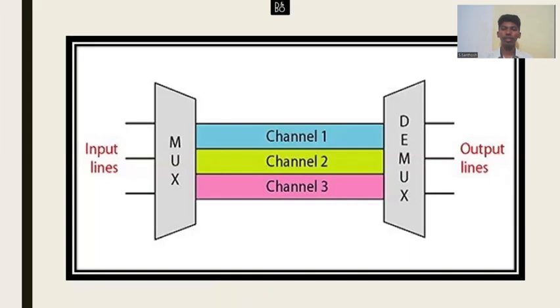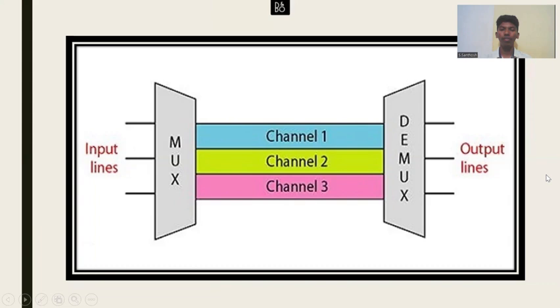So this is what the FDM process looks like. You have the input lines given, which go into the multiplexer, and then you have channels given for separate data to be sent out. Then you have the demultiplexer at the receiver end, where the data gets demultiplexed, and then you have the output lines. But before the demultiplexer, you also have filters where the multiplexed signal gets separated into separate signals, and later they get demultiplexed before they are sent to the output lines. You can see the channels given over here.